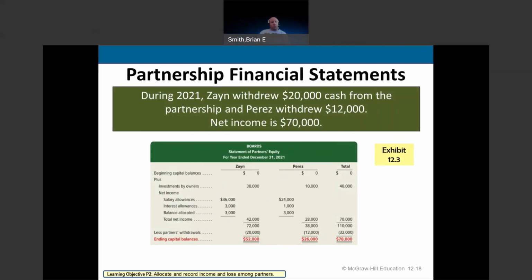Okay, so the interest allowance is an incentive to have partners keep their money in the partnership, because if they keep pulling it out, it'll make it difficult for the partnership to maybe expand or do what they want to do. So that's what the interest allowance is: it's an incentive to keep that money there, because you'll get more interest off it.